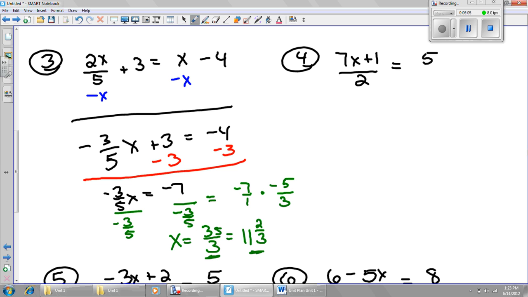Okay, now problem number 4 kind of changes the scene a little bit. Some of you are going to want to subtract 1 first. You can't. That is not a 1. Does anybody know what it is? I'll give you a hint. It's a 1/2 because 2 is going into that 1. This is not a 7. It's a 7/2 or a 7 over 2.